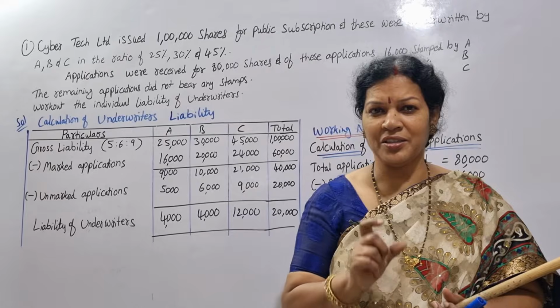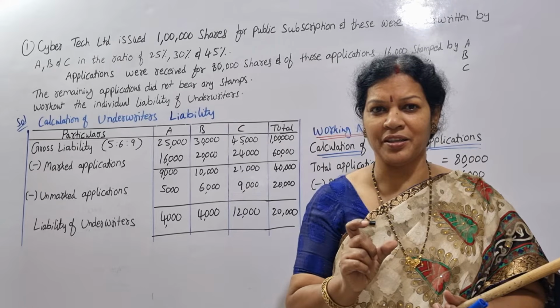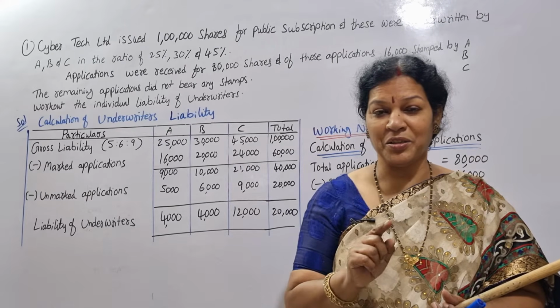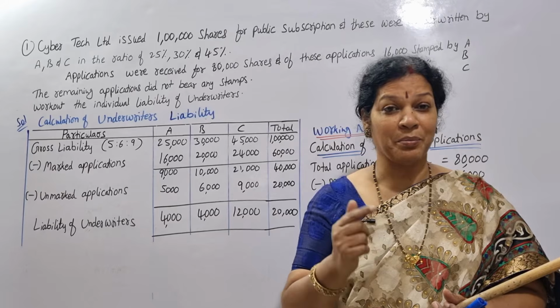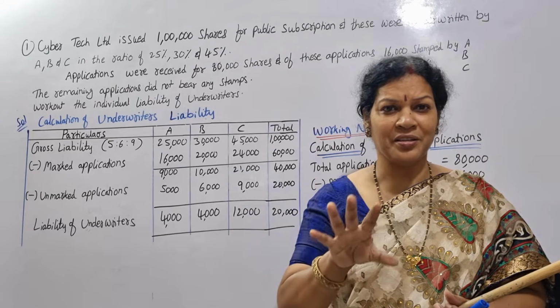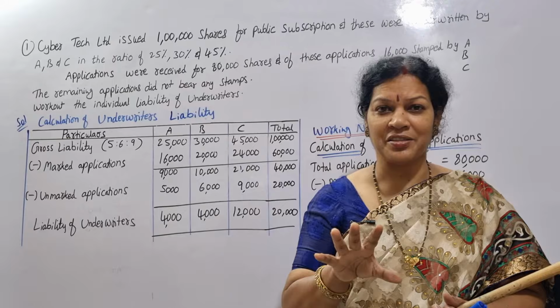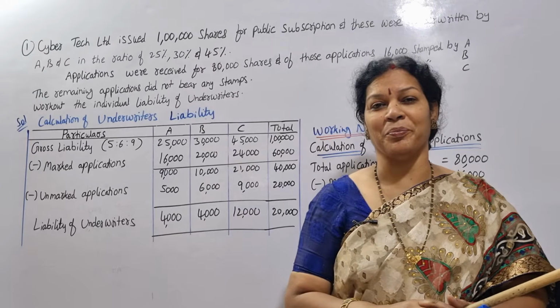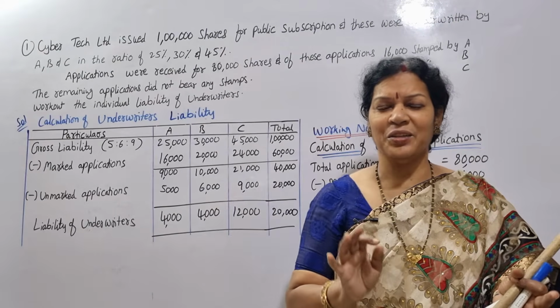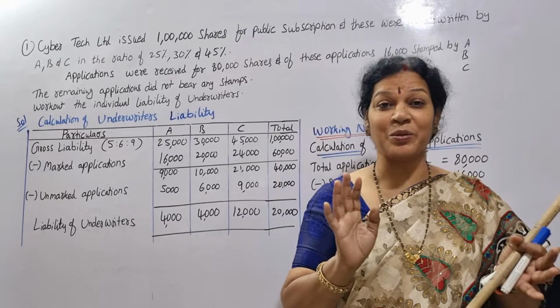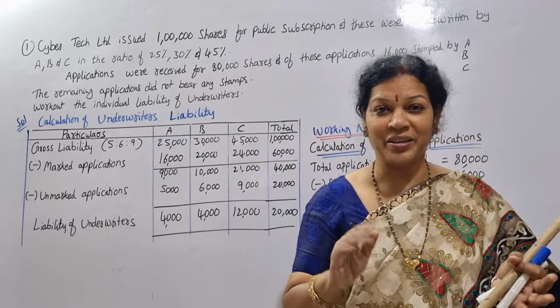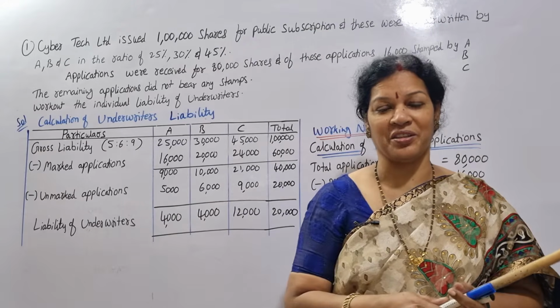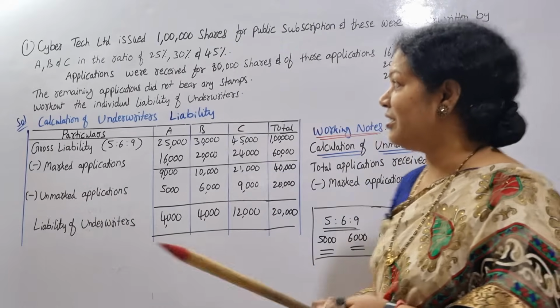Last class, did you understand the introduction of underwriting, underwriter, commission, marked application, unmarked application? All the introduction, did you follow? If yes, then we'll go for a problem. Very easy. You have to read the problem carefully, slowly, underline the important points, then we can think about the solution. Okay. Now the problem is like this.